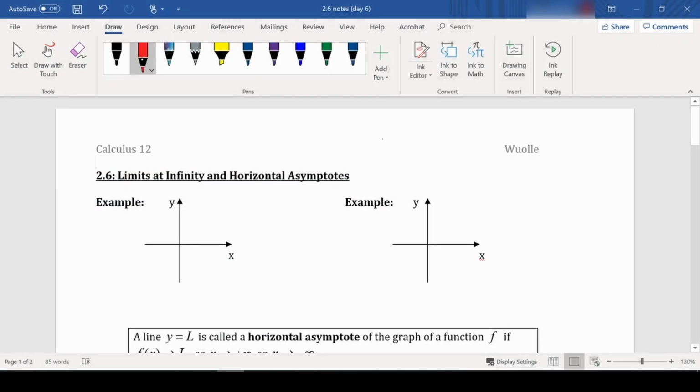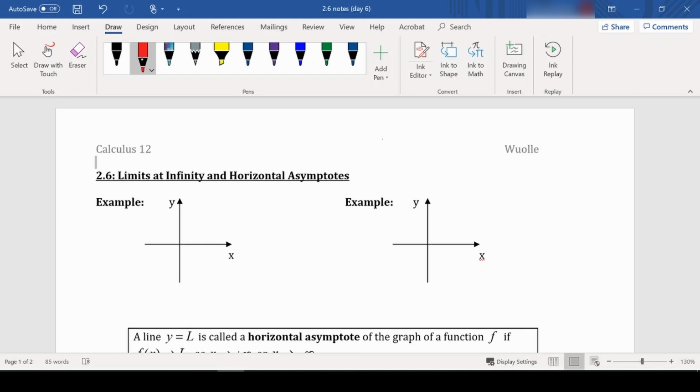Hello and welcome to 2.6, which is where we're going to be looking at limits as x approaches infinity and how that relates to horizontal asymptotes. So we've already looked at if x is approaching a specific number and your y value approaches infinity or negative infinity, we know that that results in a vertical asymptote. So where we would see a horizontal asymptote is if x is approaching infinity or negative infinity and your y value approaches a specific number.